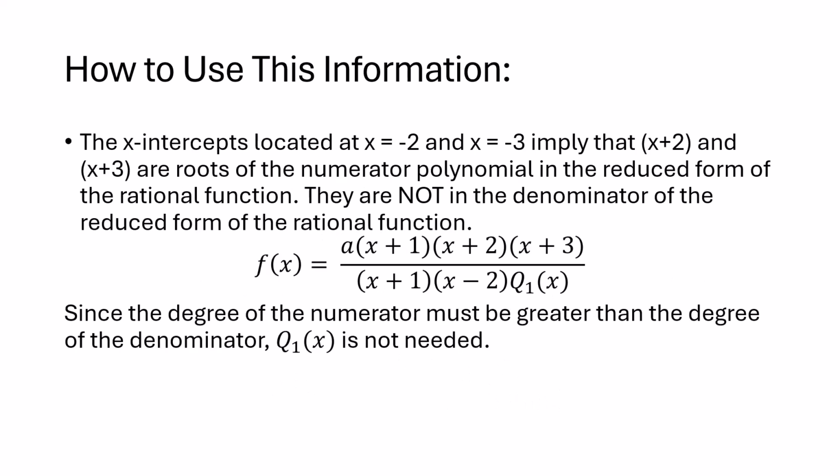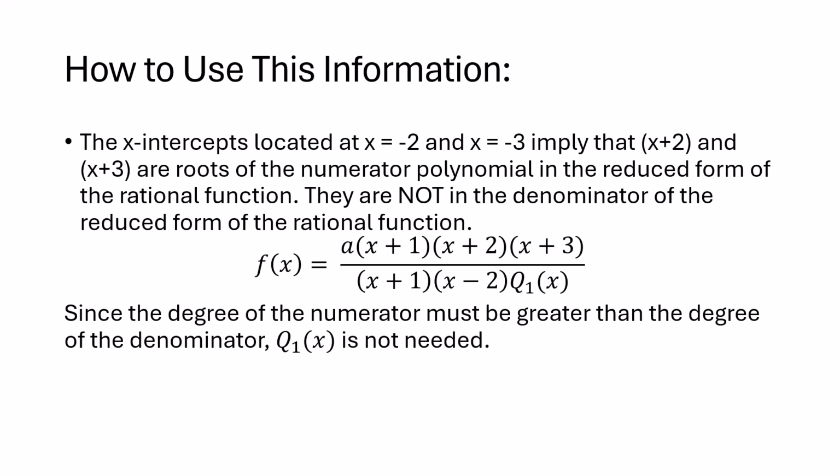Now, the x-intercepts are located at x equals -2 and x equals -3. This implies that x plus 2 and x plus 3 are roots of the numerator polynomial in the reduced form of the rational function, but they are not roots of the denominator polynomial. So these will not appear in the denominator. So right now, my numerator appears as some value a, which we'll figure out in a moment, times x plus 1 times x plus 2 times x plus 3.